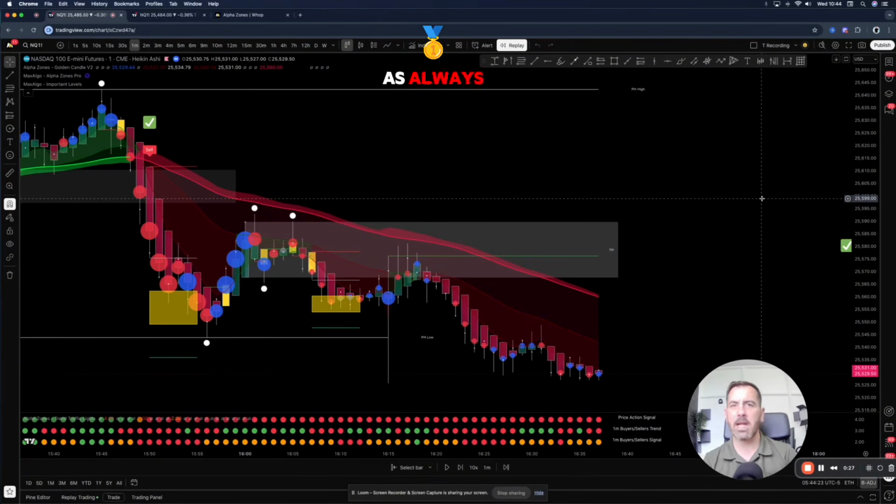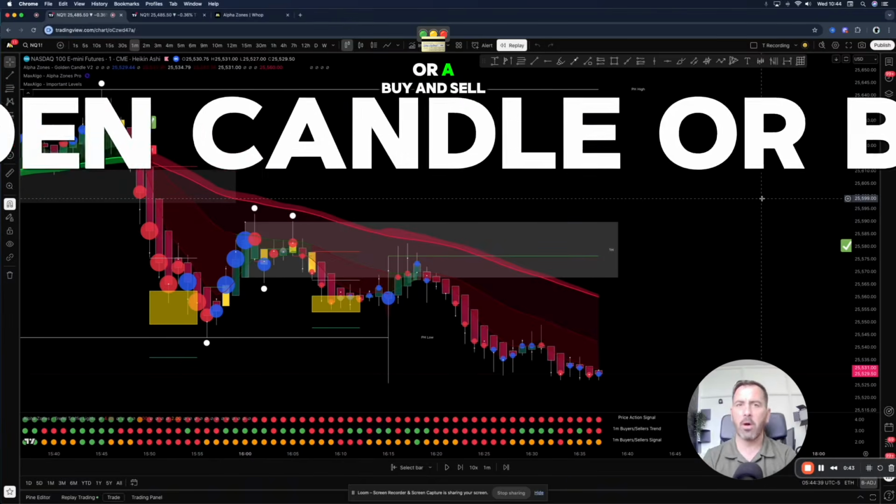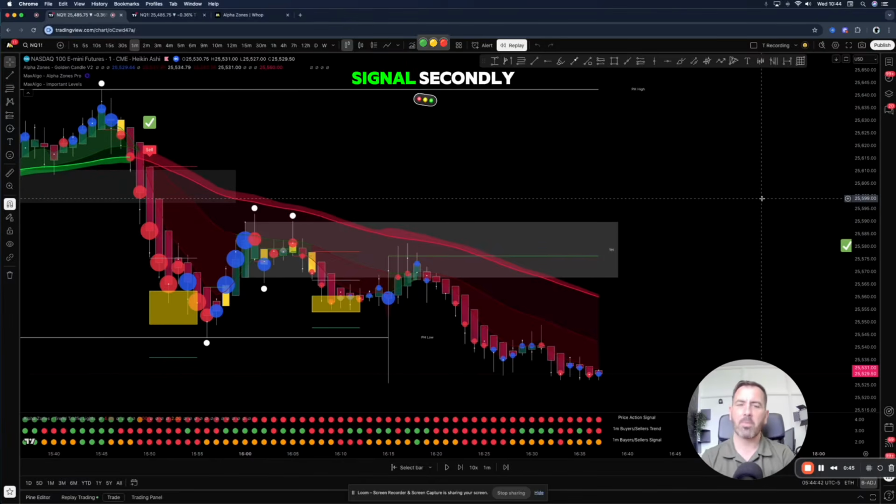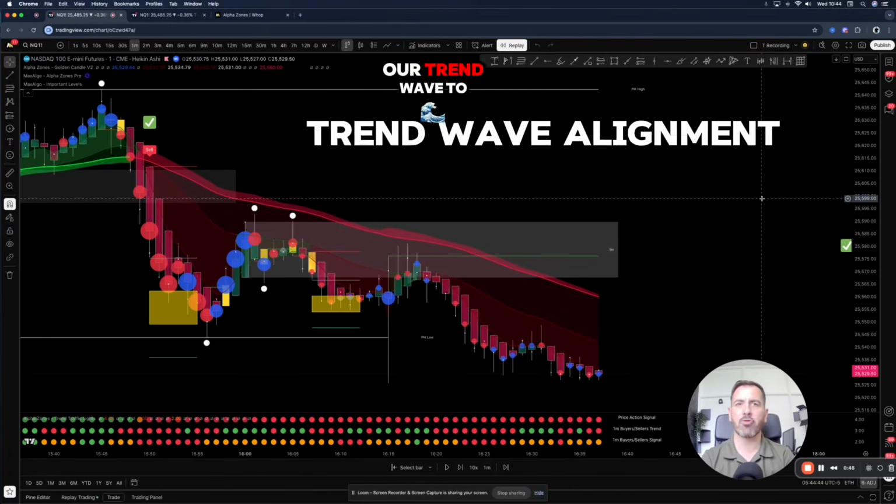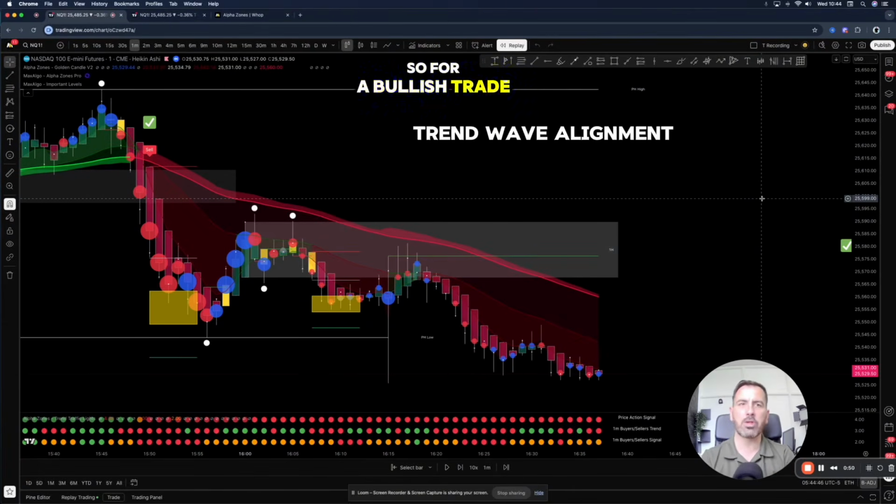First and foremost, as always, let's have a quick run over what we need and what we're looking for when we're taking a trade with AlphaZones. So we've got five key things that we're looking for, the confluences that we need. First and foremost, we're looking for an entry. That's either going to be a golden candle when it aligns or a buy and sell signal. Secondly, we're also looking for our trend wave to be aligned.